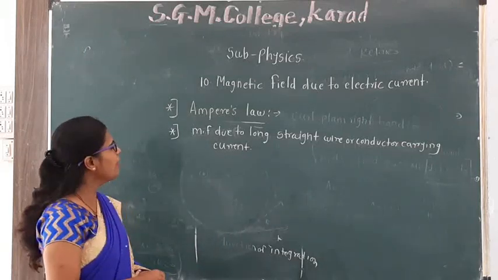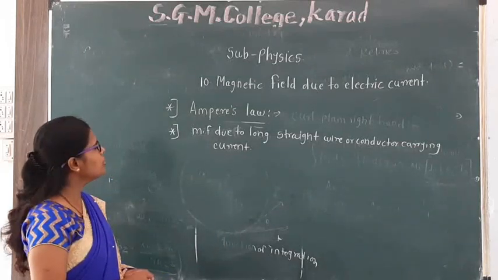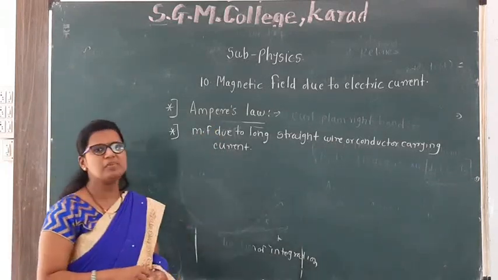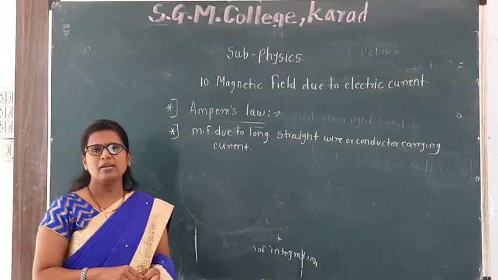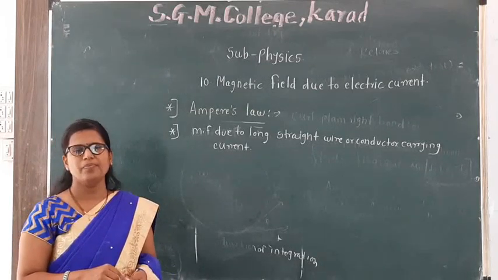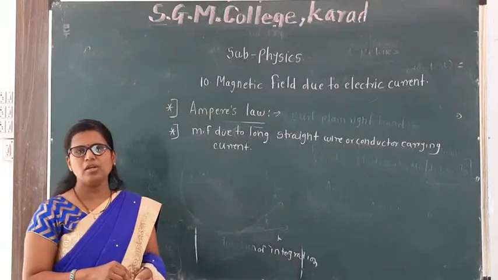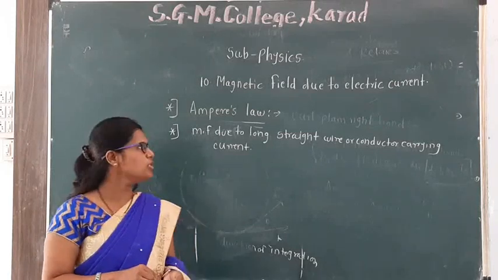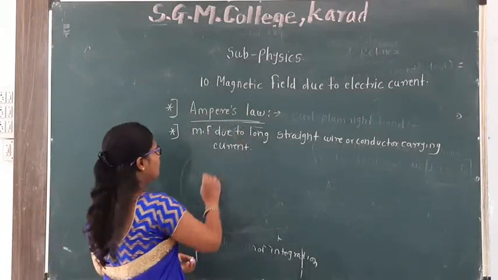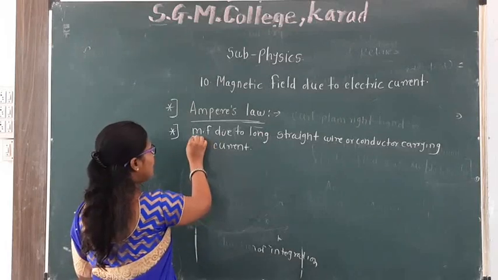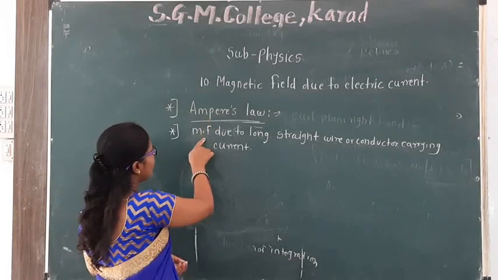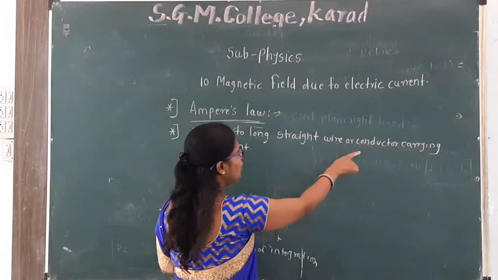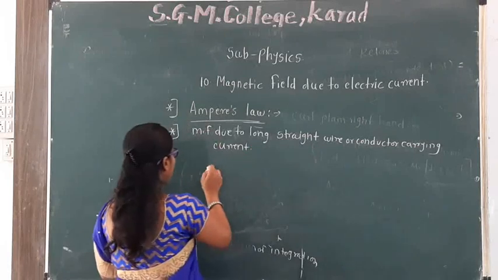Now once again, see Ampere's law statement: the line integral of the magnetic field of induction along any closed path in free space is equal to the absolute permeability mu 0 times the total current flowing through the area bounded by the closed path. That is Ampere's law. Now here is the application of Ampere's law, the magnetic field due to a long straight wire or conductor carrying current.